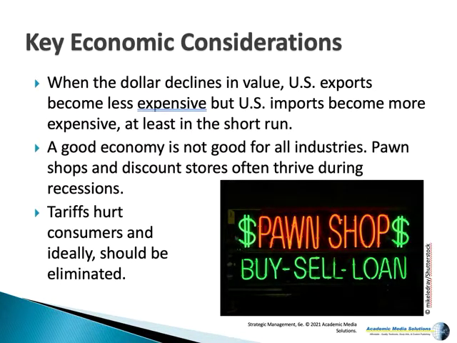Now, just to sum up some of these considerations, when the dollar declines in value, U.S. exports become less expensive. For this reason, a lot of countries will artificially weaken their currencies because it makes it easier for them to export their products abroad, at least in the short term. There are some reasons why this doesn't necessarily occur in the long run, but it does occur in the short term. And as we said before, a good economy is not good for all industries. Some industries actually do better when the economy's not doing well.